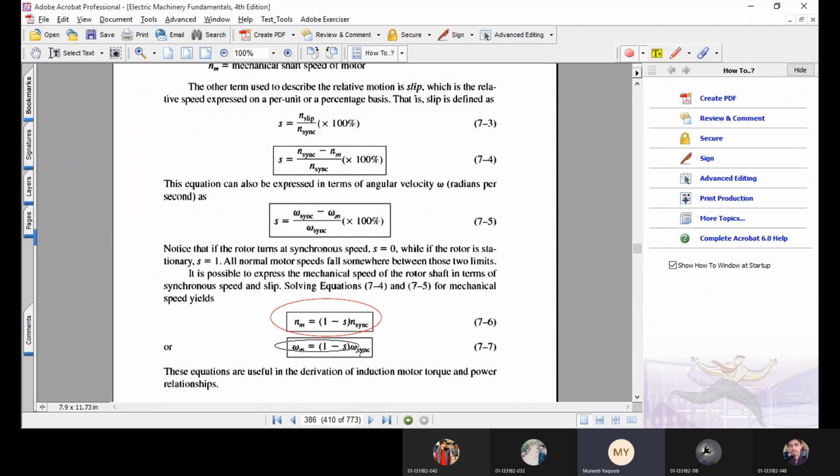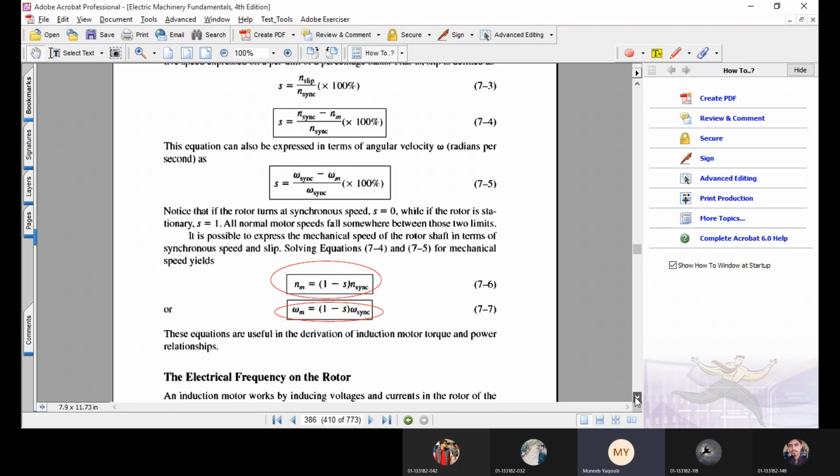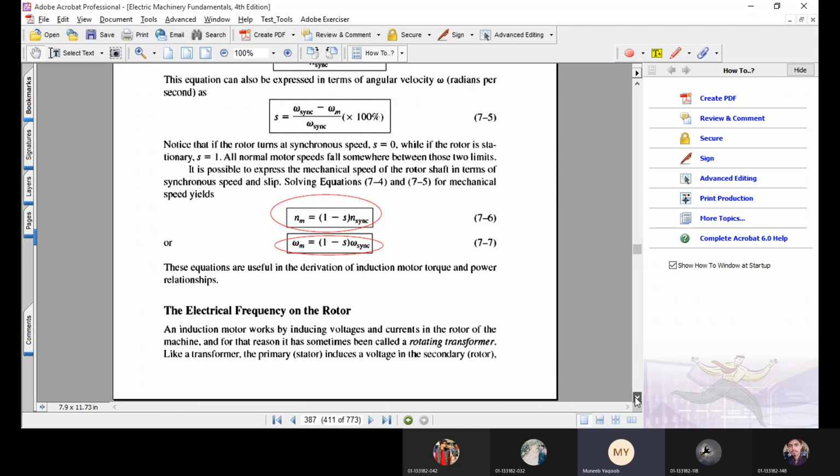Now, what is the significance of equation 7.6 and 7.7? If you know the slip of the induction motor, you can simply subtract it from 1 and multiply the resultant with the synchronous speed to get the rotor's mechanical speed. So it makes the calculation easier. So that is why they manipulated equation 7.4 and 7.5 to get equation 7.6 and 7.7 respectively.